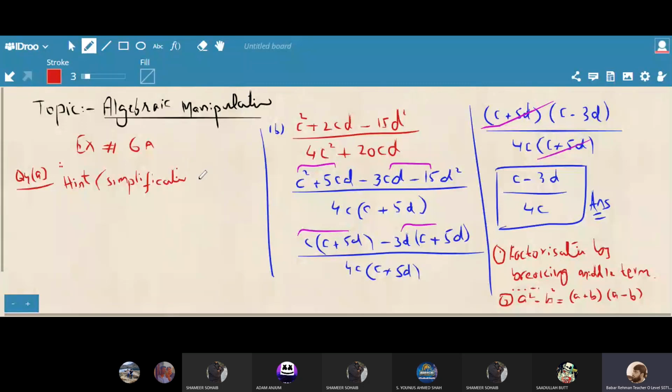Assalamualaikum, sir. Walaikum salam. Simplification of two fractions.